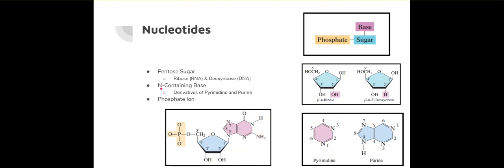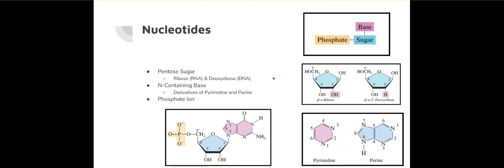And most of the bases are nitrogen containing, and they're derivatives of pyrimidine and purine, as we will see in a moment. And then we also have that phosphate component. So here you can see it's color coordinated. We've got this yellow section is the phosphate. It is attached to the left side of the sugar. And then we have this base, which is attached to the right side of the sugar.